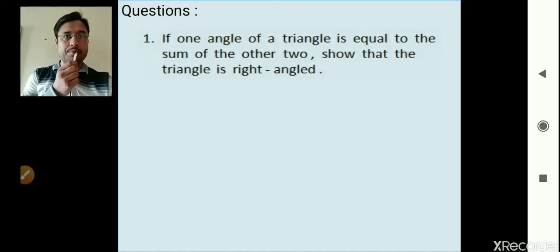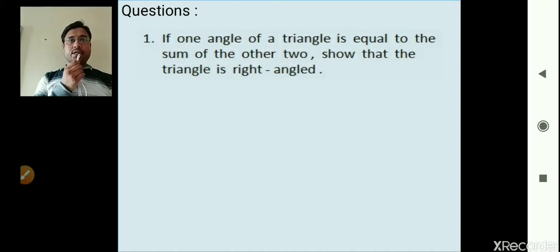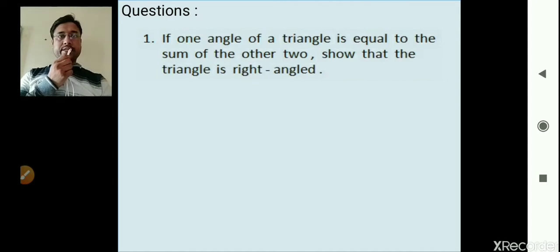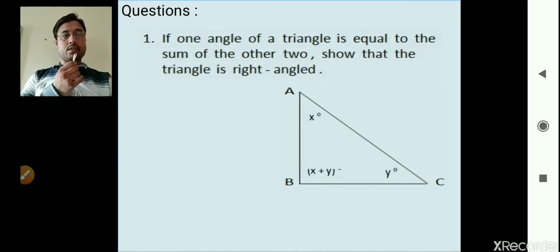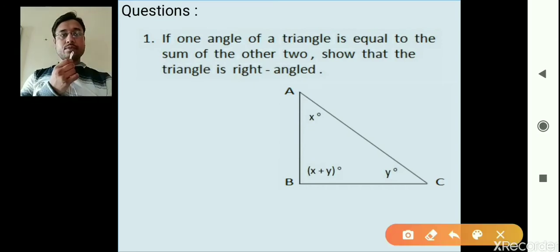The first question we have here: if one angle of a triangle is equal to the sum of the other two, show that the triangle is a right angle triangle. Okay, we have to show that. The triangle you can see is like this, and it is given that one angle is equal to the sum of the other two. So if angle A is x, angle C is y, then angle B equals x plus y, because angle B is the sum of the other two angles.